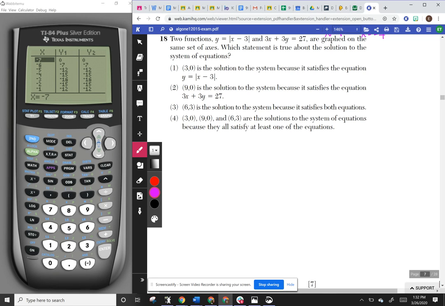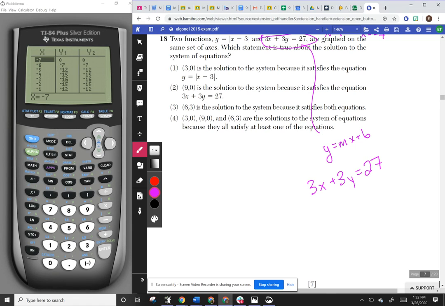Okay, so we do have a system of equations here. We have two equations. One's absolute value, one is linear. And when we find the solution, that's going to be where the graphs cross. This is going to be another one where our graphing calculator is helpful, but we cannot use it yet because this is not in y equals mx plus b form. So let's go ahead and fix that.